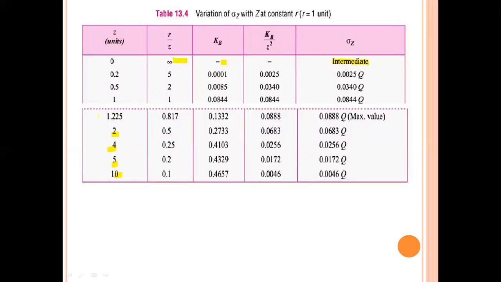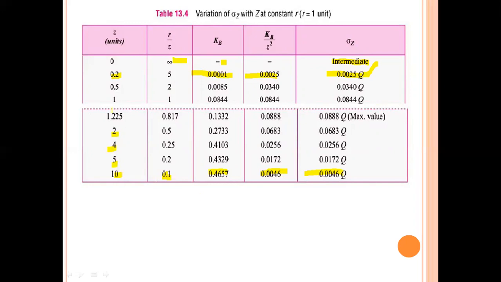The sigma stress value is, and similarly Z value is 0.2 and R by Z value is 5, KB value is 0.001 and KB by Z square value is 0.0025, and similarly the stress value is 0.0025 Q. Then up to the 10th value, R by Z value is 0.1 and KB value is 0.4657. Similarly, KB by Z square value is 0.046 and sigma stress value is 0.0046 into Q.